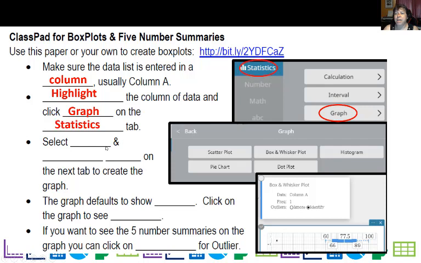All right. Then you're going to select, what do you think? Probably box and whisker plot. So we'll select that. Once you click off of this, then you'll see the graph. All right. The graph defaults to show outliers. So this is, see how it says identify right there? It's going to show you that outlier 15 right here.